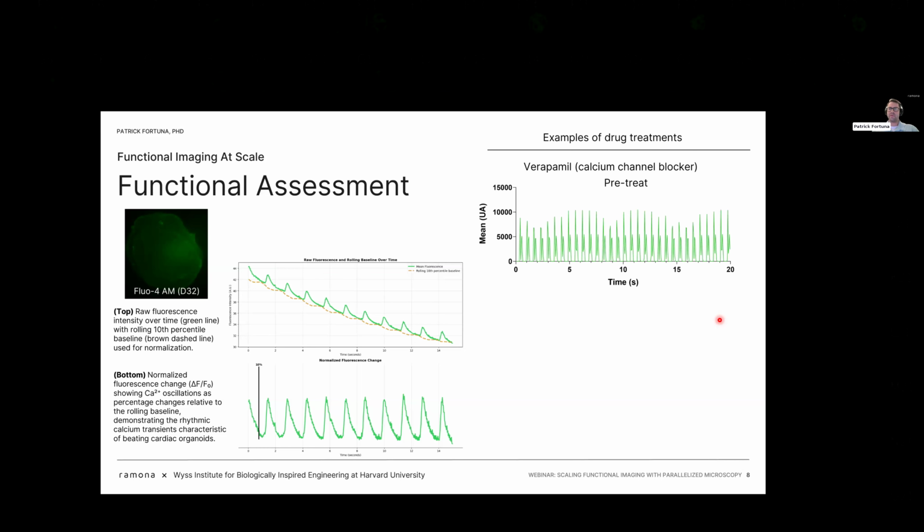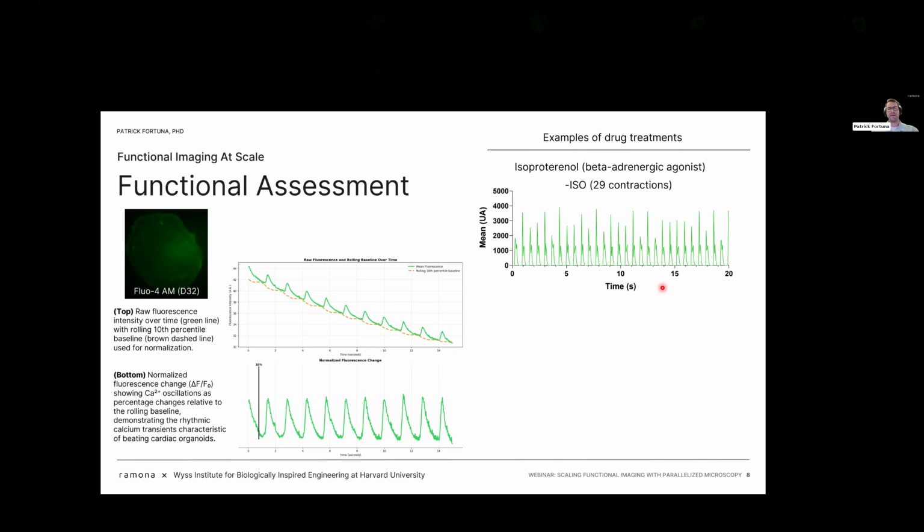So here, for example, we're measuring what happens in the pretreatment organoids when I added a drug like verapamil. This is a calcium channel blocker. As I increased the concentration of the drug to 1 micromolar, for example, we can see that these pretty much have stopped contracting.